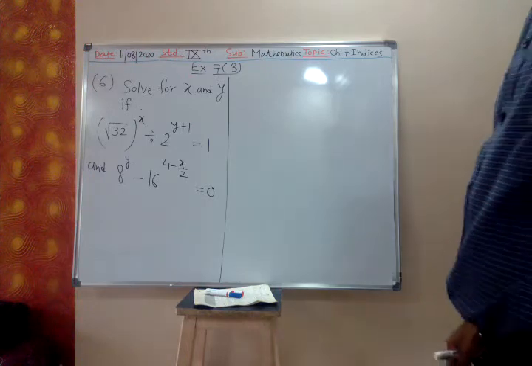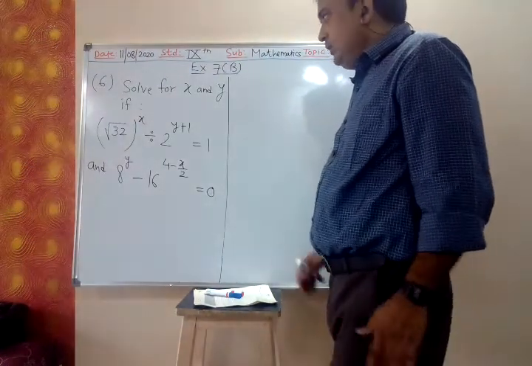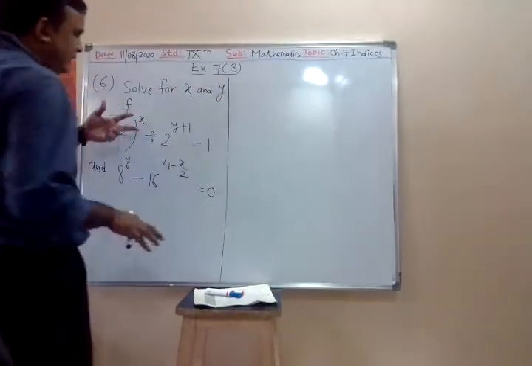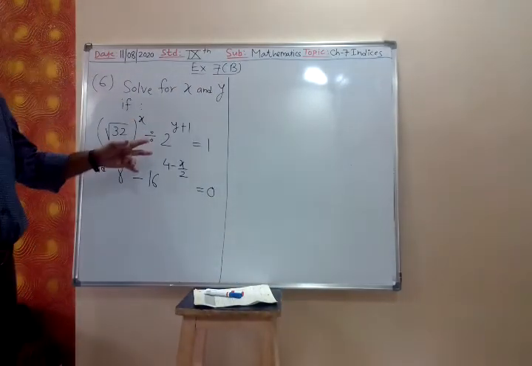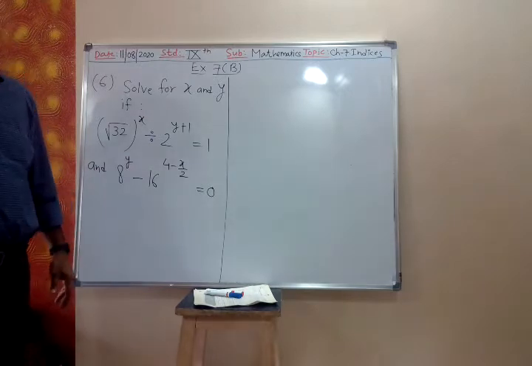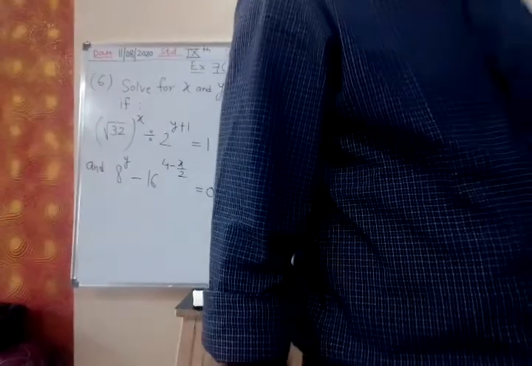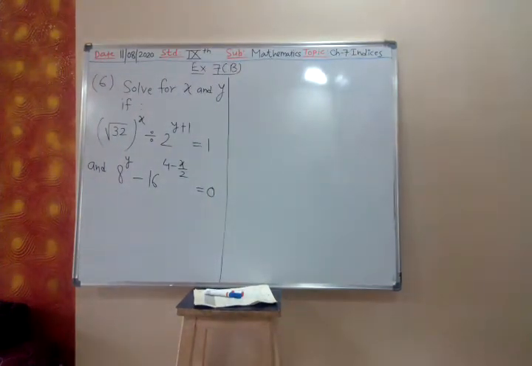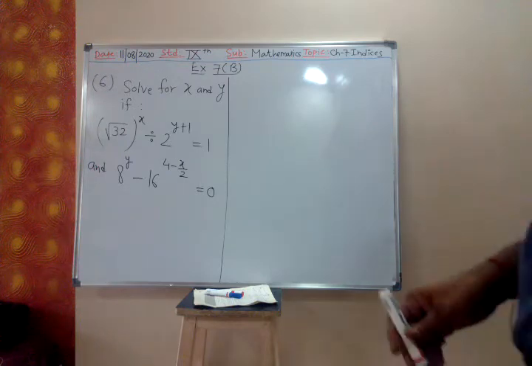Now sixth. There are two different equations, so you will get two simultaneous equations. This problem we have to solve by using simultaneous linear equations. By solving the first you will get one equation, by solving the second you will get the second equation. Then you have to solve both equations by either the equating coefficient method or the elimination method. So let us solve this.